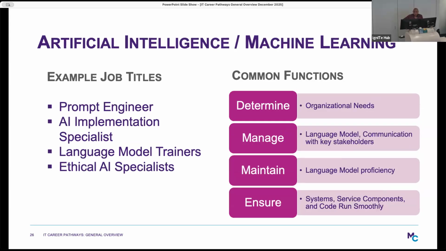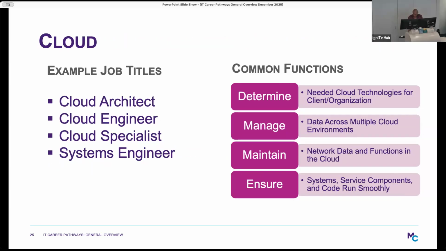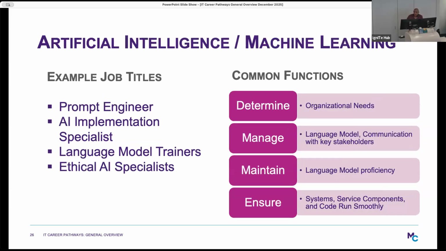A bonus for you guys, artificial intelligence and machine learning. So the common functions are very much similar to the cloud. You need to determine what the organizational needs are, right? So first of all, okay, we need to jump onto this bandwagon because we have to. But what are we going to do? What are we trying to accomplish here? And what is the best tool, and how are we going to incorporate this tool into what area of our business? Okay, once you have determined that, which is huge, you need to manage.